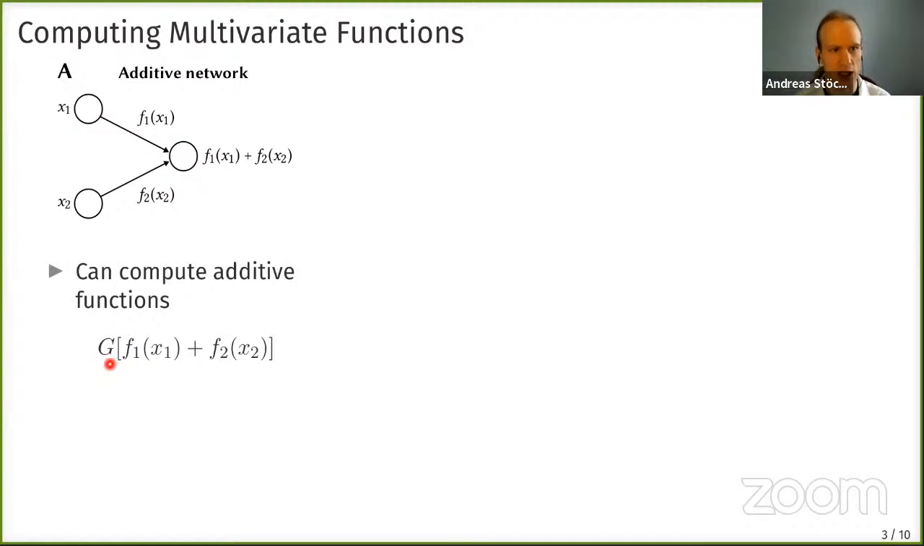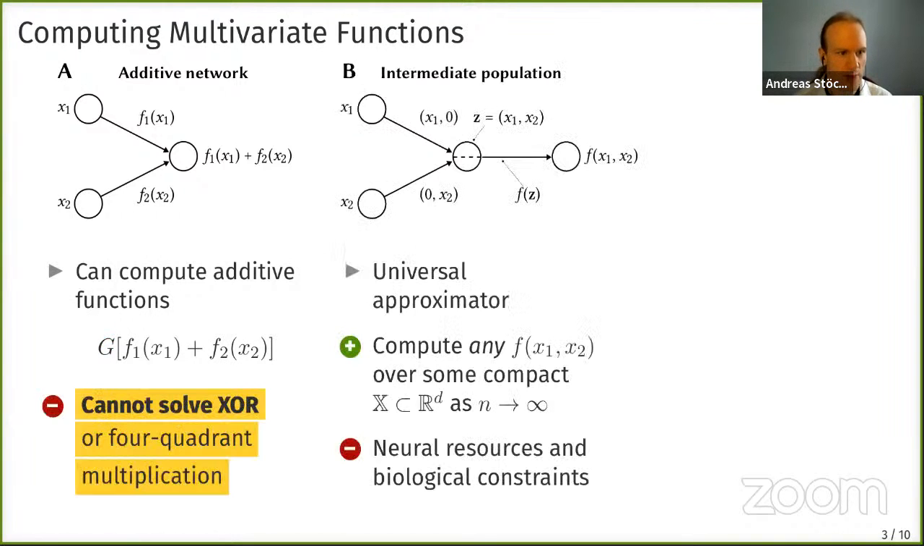Now, in theory, the functions that we can compute are of this form. So we have f1 of x1 plus f2 of x2, and we can also feed that into a neural nonlinearity G. Now, no matter how we choose G or f1 or f2, we cannot compute certain functions in this network, including XOR or, more generally speaking, 4-quadrant multiplication.